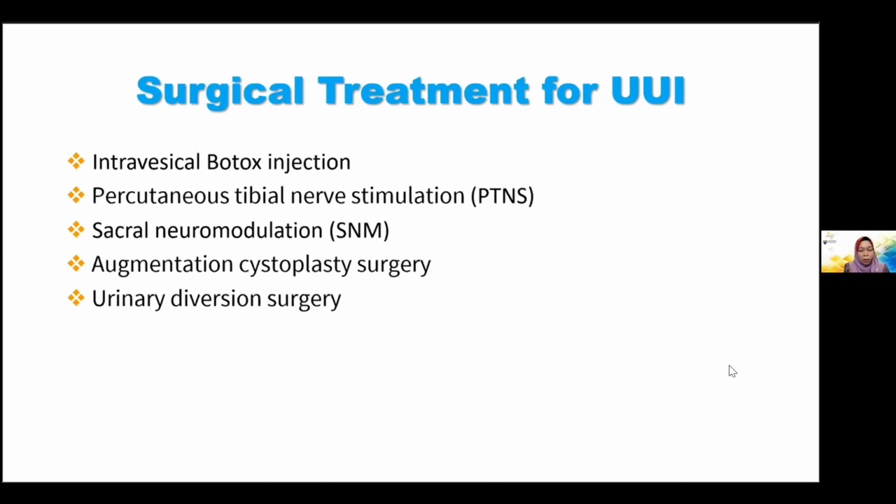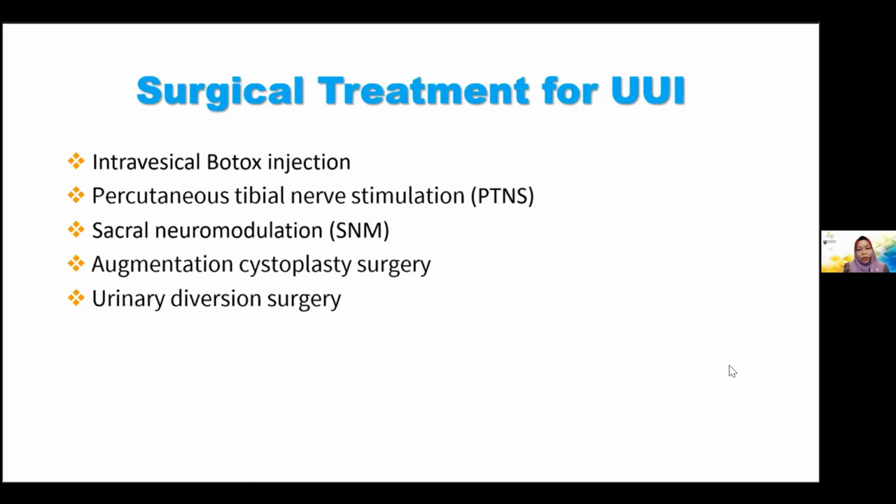Next is PTNS, percutaneous tibial nerve stimulation, and also sacral neuromodulation, which is some kind of nerve conduction maneuver. It's like a pacemaker for the bladder. We reprogram the bladder to pass urine when it's time to pass urine, and not pass urine just because of urgency incontinence.